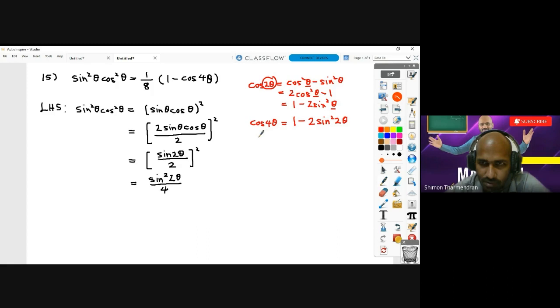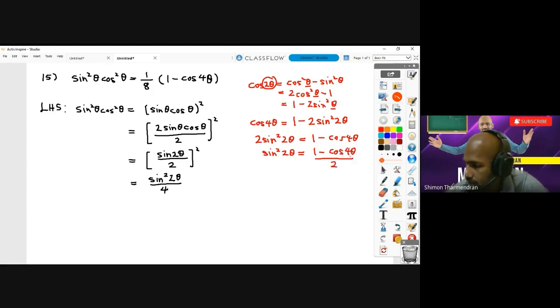From here, I'm going to make sine squared the subject. So sine squared 2 theta, I move to the left side, I get 1 minus cos 4 theta. And then I divide by 2. So sine squared 2 theta equals 1 minus cos 4 theta divided by 2.